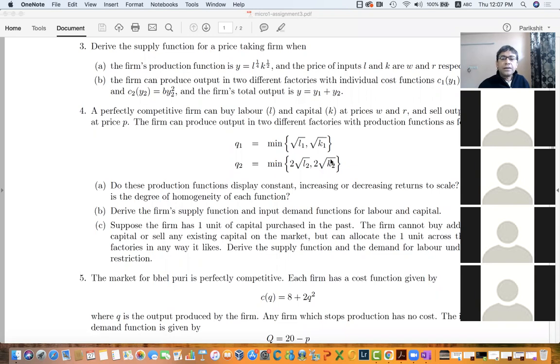But we still have to allocate the total capital among the two firms, right? So the output is in terms of a variable K, not a constant. We haven't allocated it yet. We have one unit and we have to divide it. So the allocation is not fixed. In that case, how do we have a fixed quantity?